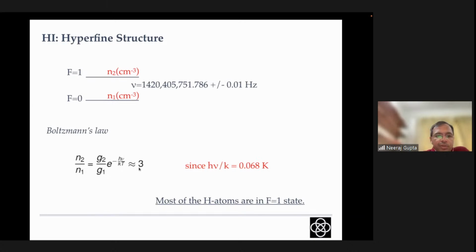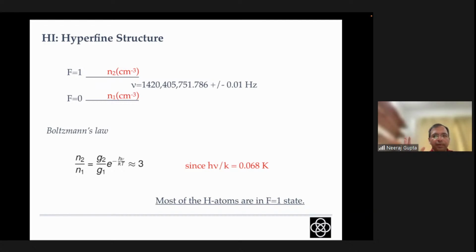And T is the temperature. So we are talking about astrophysical conditions. If you look at neutral hydrogen in the interstellar medium of our galaxy, the kind of temperatures we are talking about is at least 10 Kelvin, right?